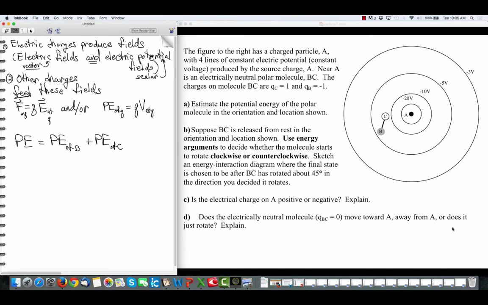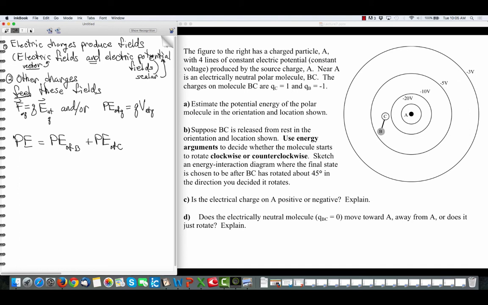So whether or not it rotates, does the center of mass move in any particular direction? So that's what all these questions are about. And right now, just because it's practice with electric potential, I'd like you to use energy arguments for all of your answers.